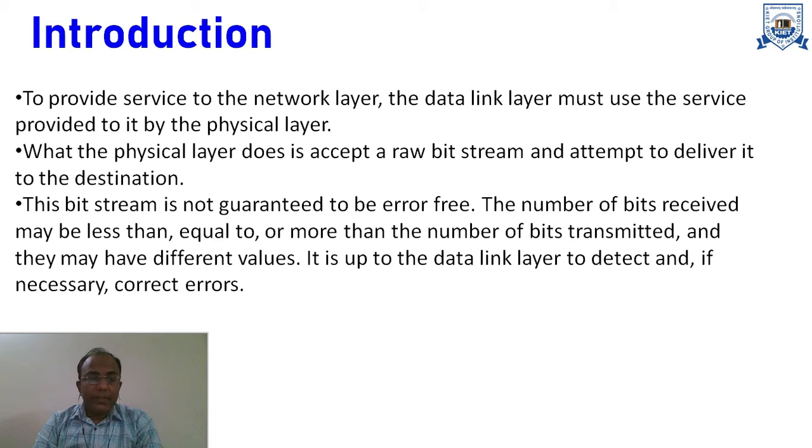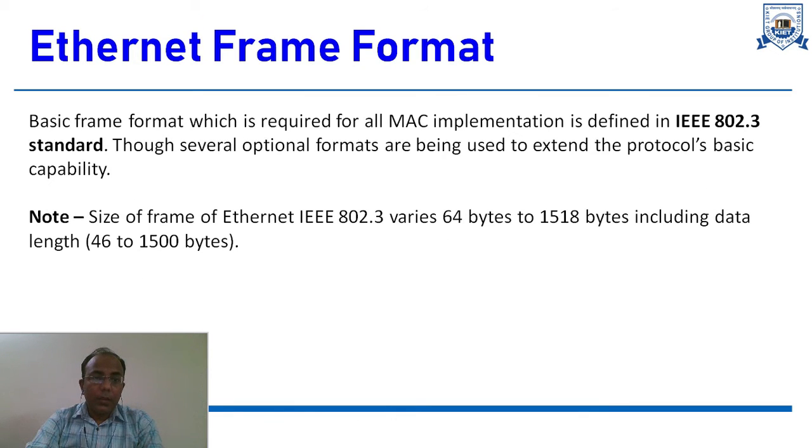The number of bits received may be less than, equal to, or much more than the number of bits transmitted, and that can provide a difference in the value. It is up to the data link layer to detect and, if necessary, correct these errors. So for all this, we need framing.